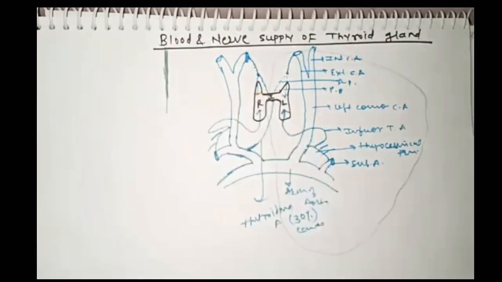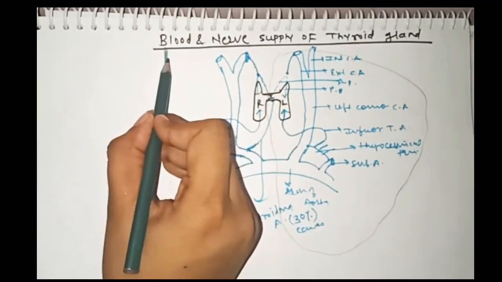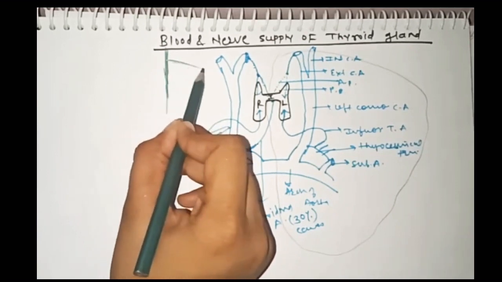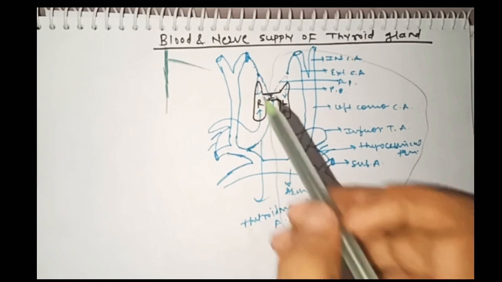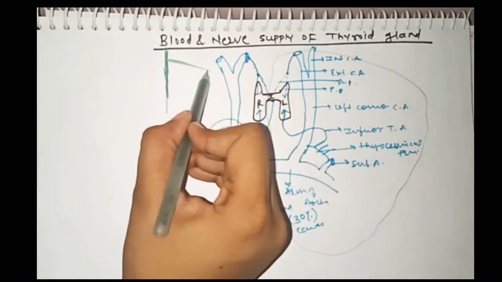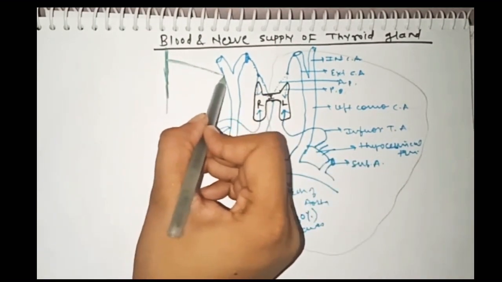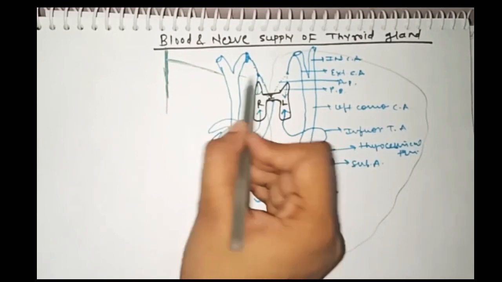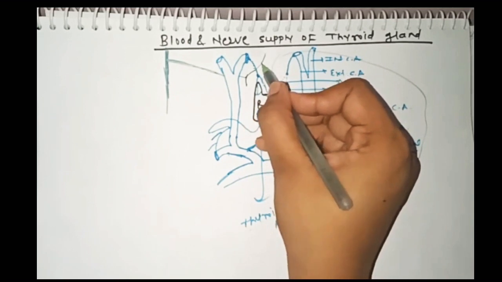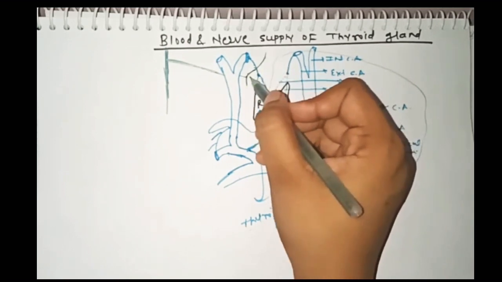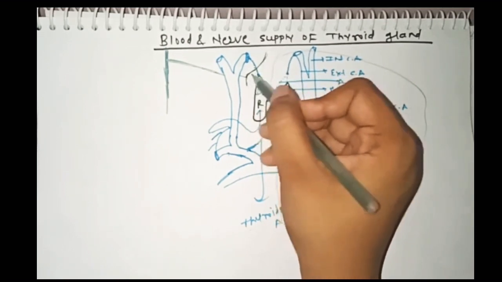Okay, so this is the vagus nerve. From the vagus nerve, the main nerve which supplies the thyroid gland is known as the superior laryngeal nerve. This superior laryngeal nerve crosses the carotid artery and then divides into two divisions: the external laryngeal nerve and the internal laryngeal nerve.